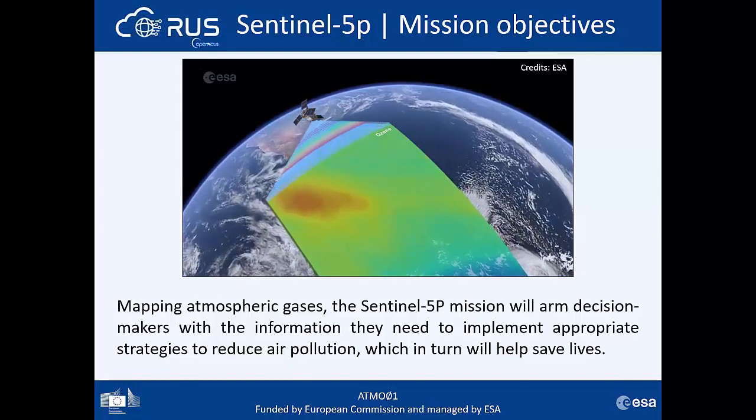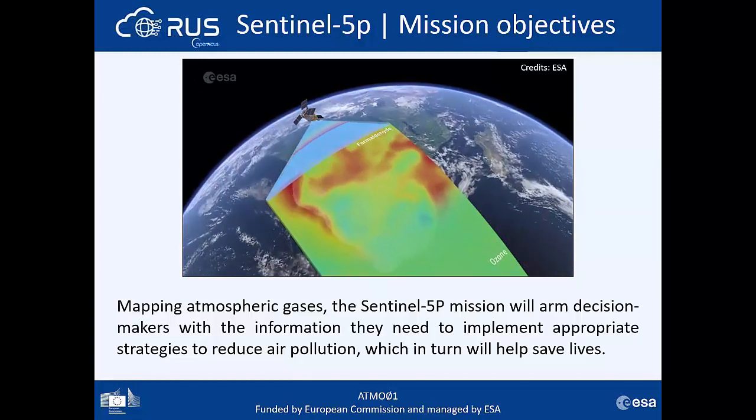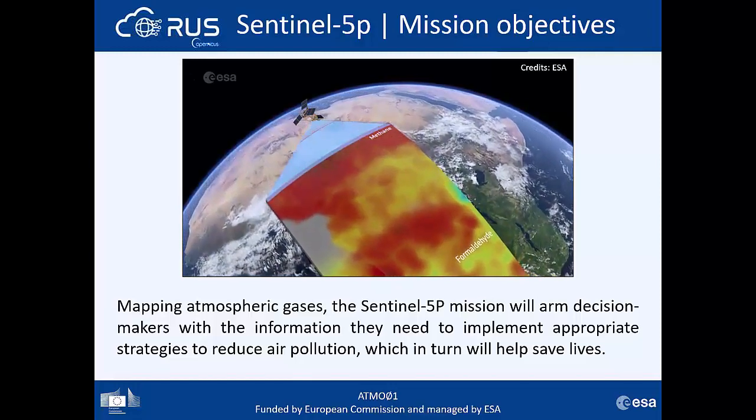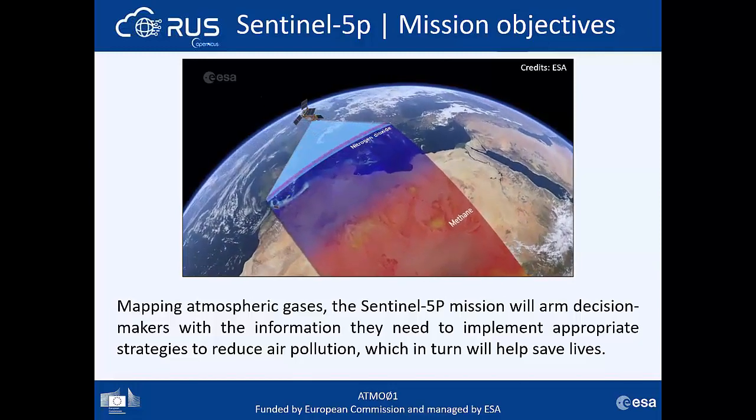The mission will also map a less known pollutant, which is formaldehyde, which can be released into the atmosphere through wood processing industries and from forest fires. It can irritate the skin and affect health.